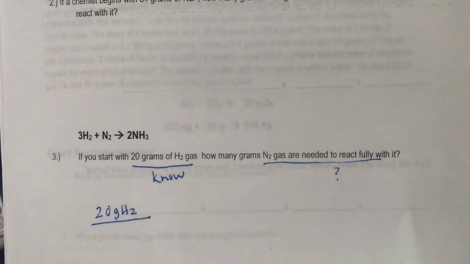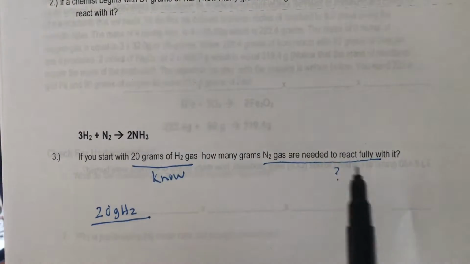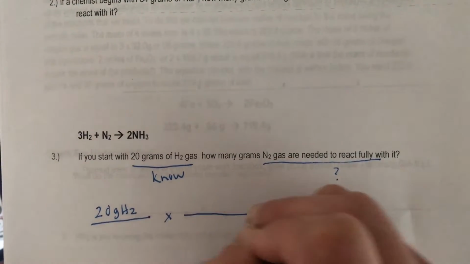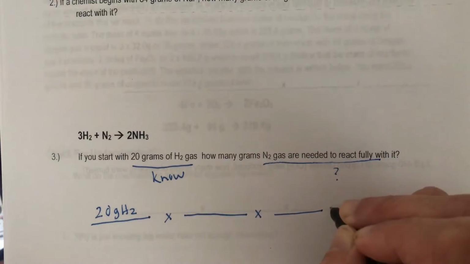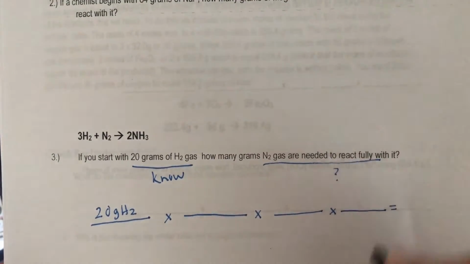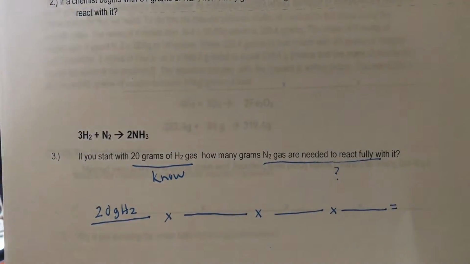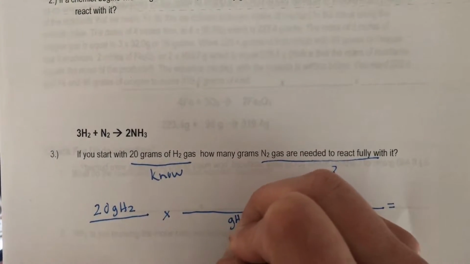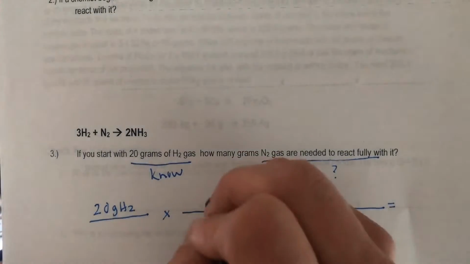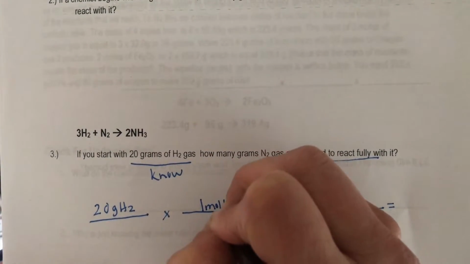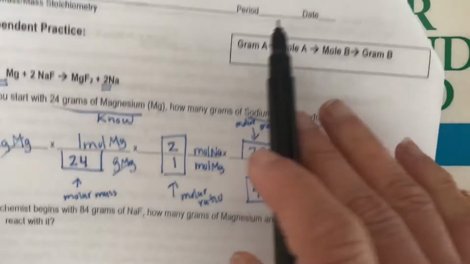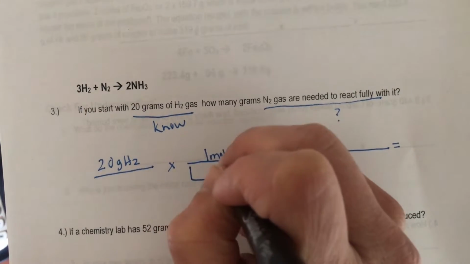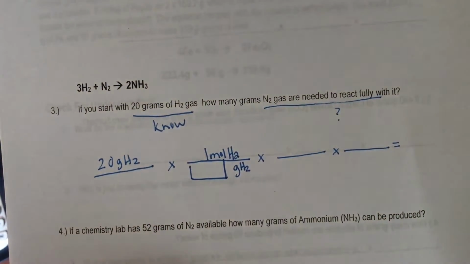20 grams H2. Now remember, to get from grams of something to grams of something else, you need 4 steps. So that's 1, 2, 3, 4. So I'm already drawing in my lines. First thing I want to do is cancel grams of H2, and I want to end in moles of H2. And remember, I'm just following these steps up here. And I put my molar mass of H2 down here, which you find on the periodic table.